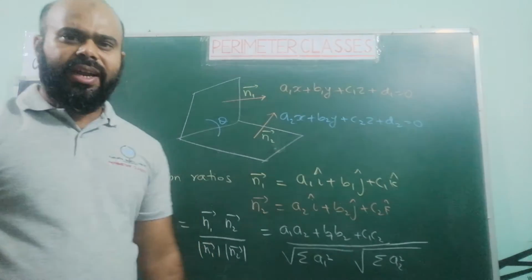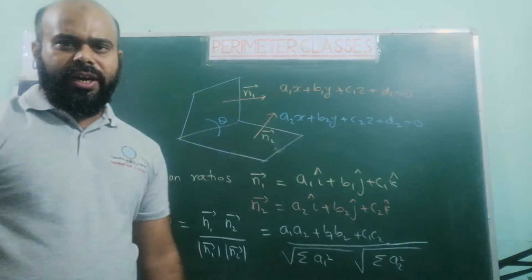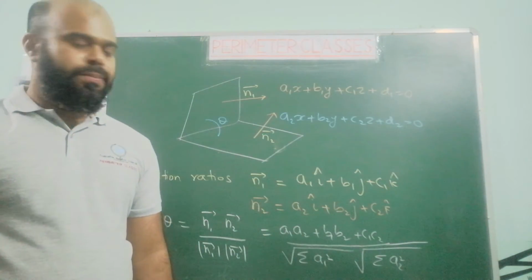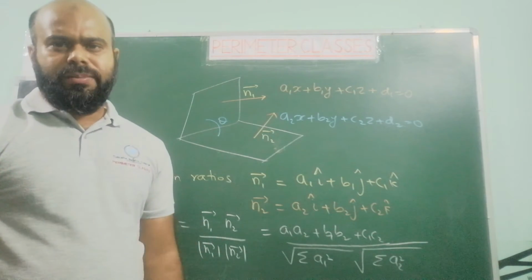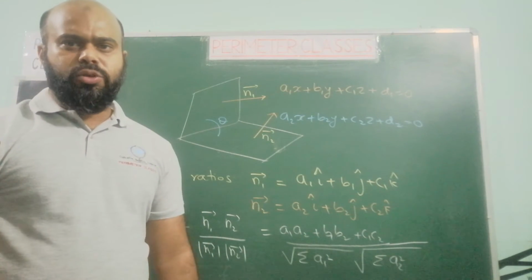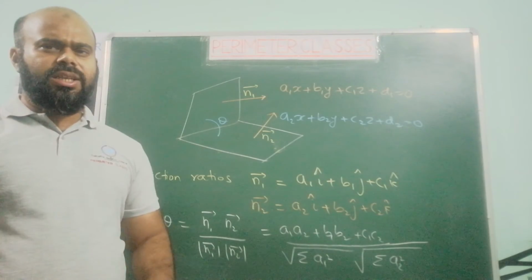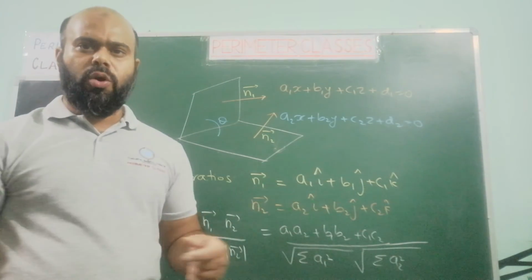This is the angle which we will get. If we get a positive value, that means we are talking about the acute angle. If we get a negative value, then it means an obtuse angle. So both angles will be there, one will be obtuse, one will be acute.